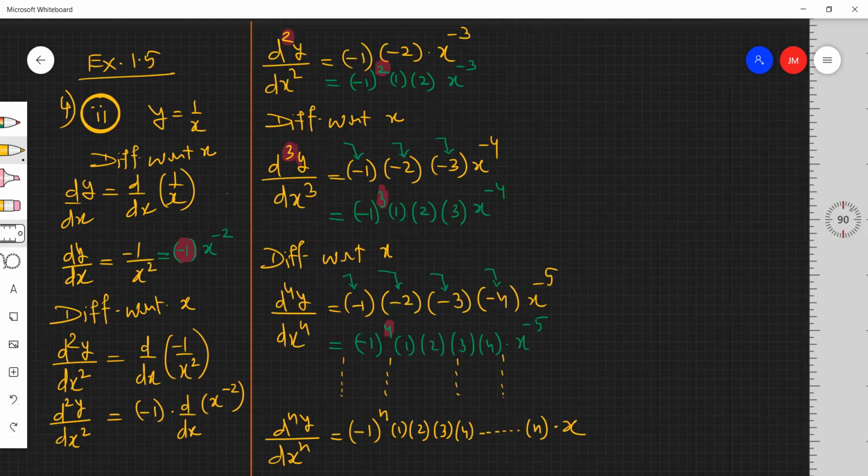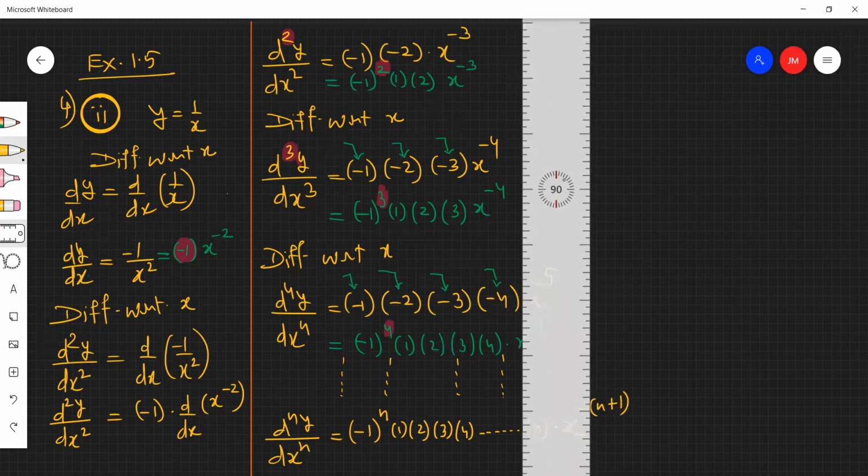Then here, second order derivative, so what is it? Here you have 2 and this is negative 3. It is negative 2 plus 1. Third order derivative, x power is negative 3 plus 1. Fourth order derivative, x power is negative 4 plus 1. So if it is nth order derivative, it is negative n plus 1. This is the nth order derivative.